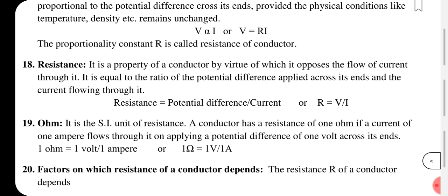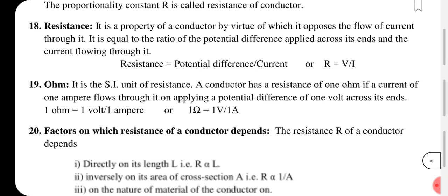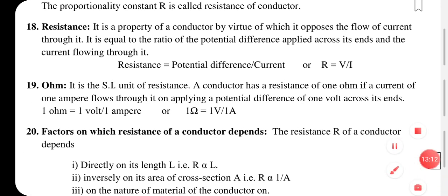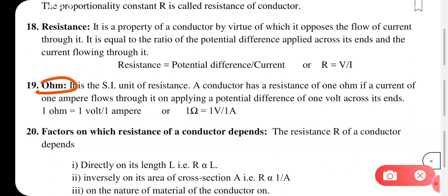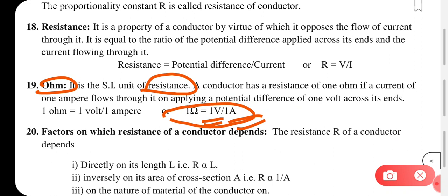Now coming to ohms. What is ohm? Resistance we have to measure in some units, so the unit in which resistance is measured is called ohm. Ohm is the SI unit of resistance. In what condition will the value be 1 ohm? When a potential difference of 1 volt is created when a current of 1 ampere is flowing across its ends.